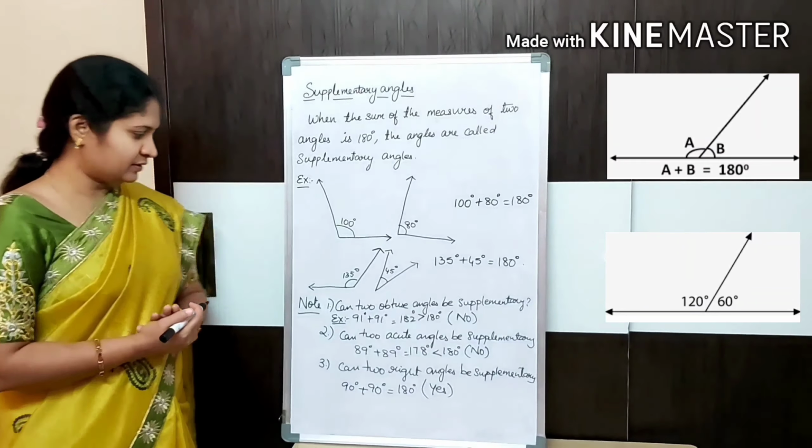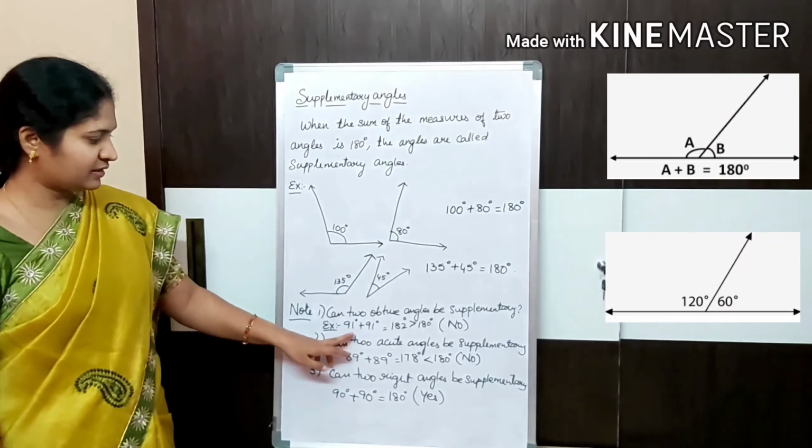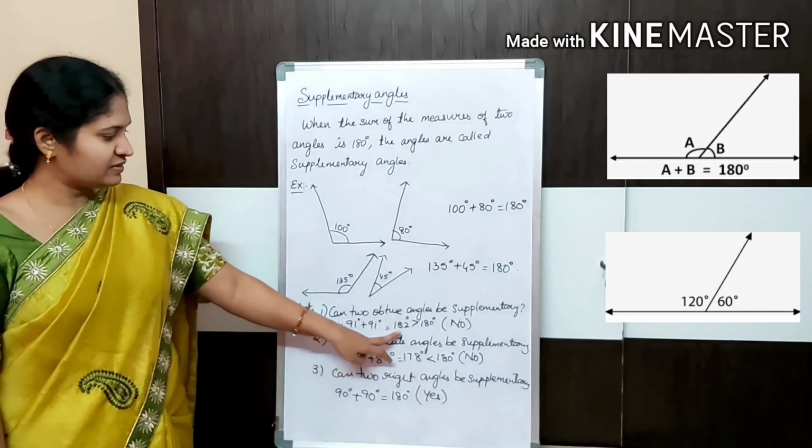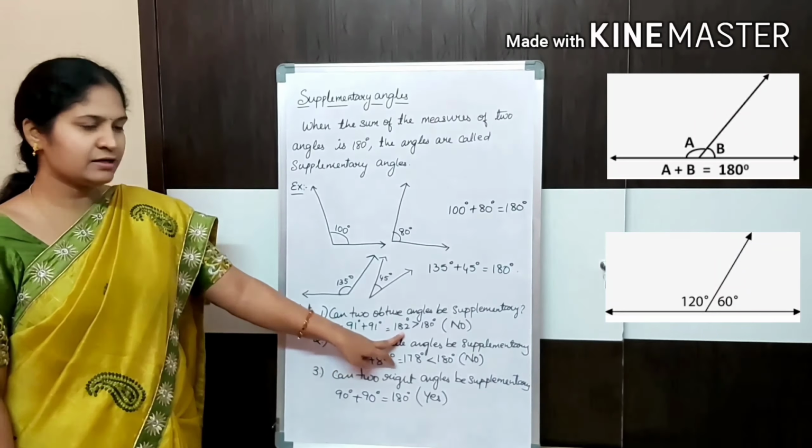First question, we can have a doubt: can two obtuse angles be supplementary angles? First of all, what are obtuse angles? The angles more than 90 degrees we call obtuse angles. In this I am taking the example 91 degrees plus 91 degrees, which is equal to 182 degrees, which is greater than 180 degrees. So obviously two obtuse angles are not supplementary angles.